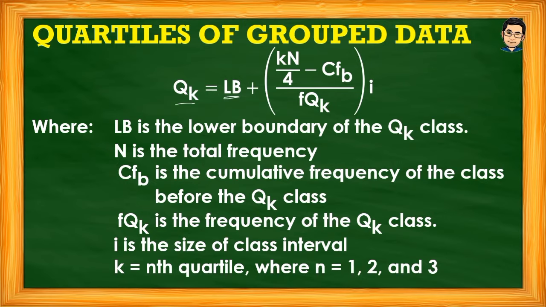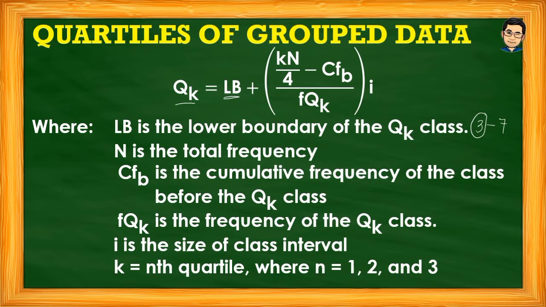Halimbawa, yung class natin is 3 to 7. Ayan, yung lower class limit natin is 3. So magsusubtract tayo ng 0.5 dun sa 3, so yung lower boundary natin is 2.5. And then N, hindi naman po yan nagbago. N is the total frequency.